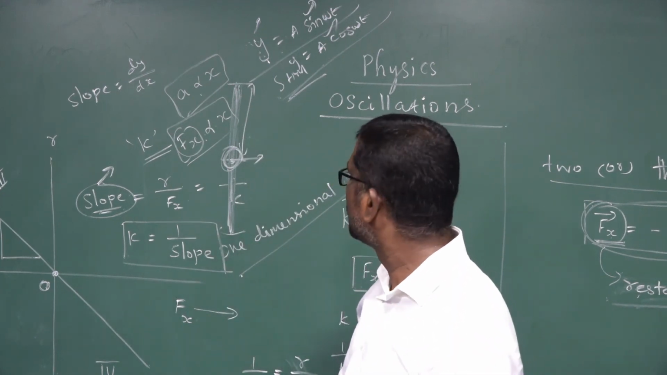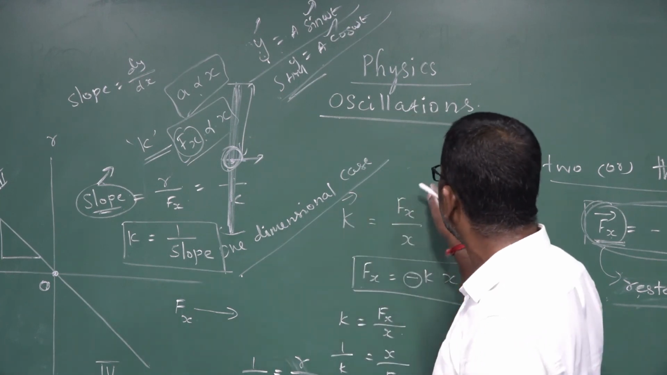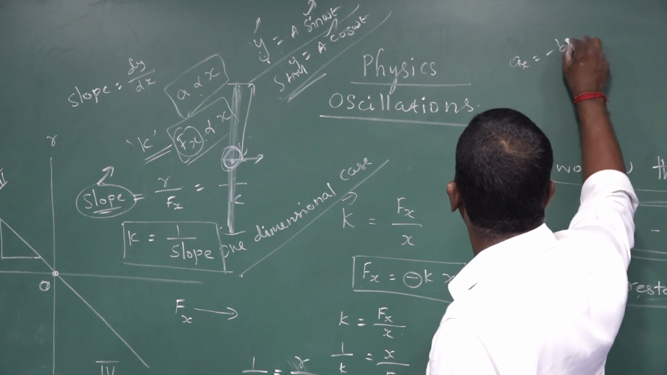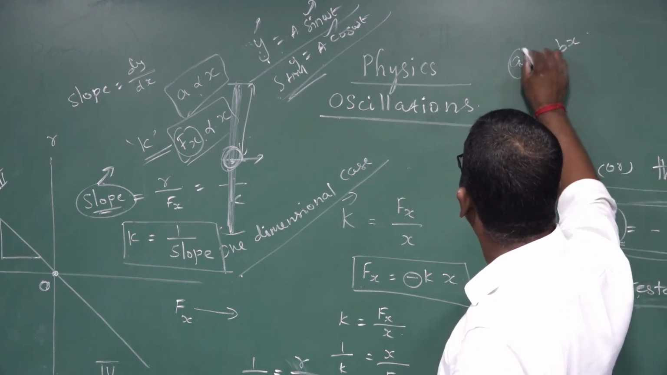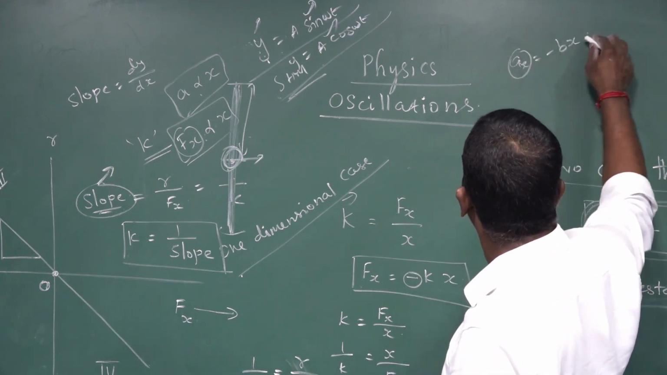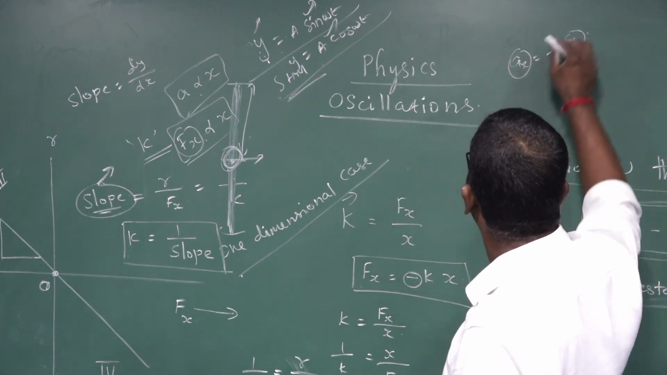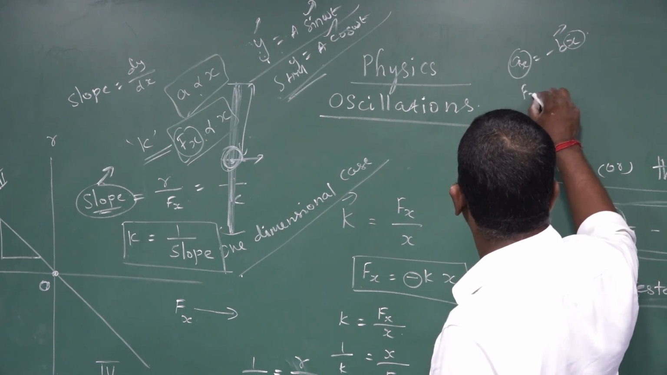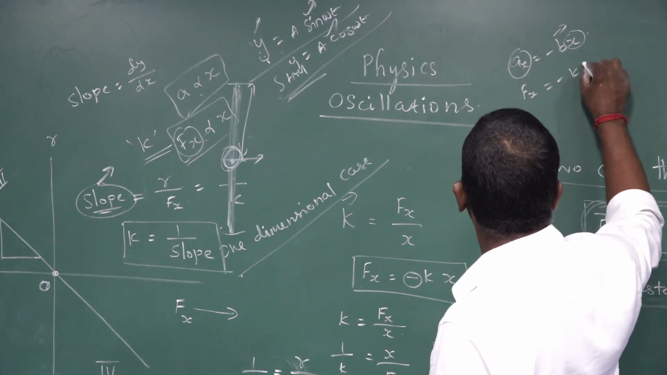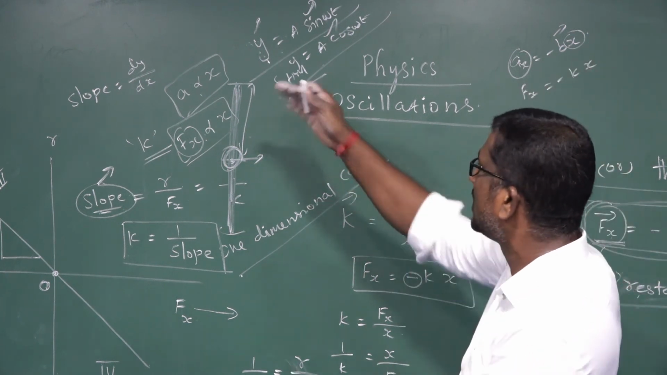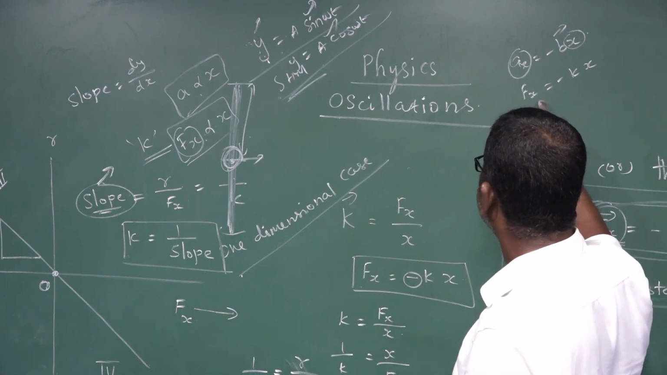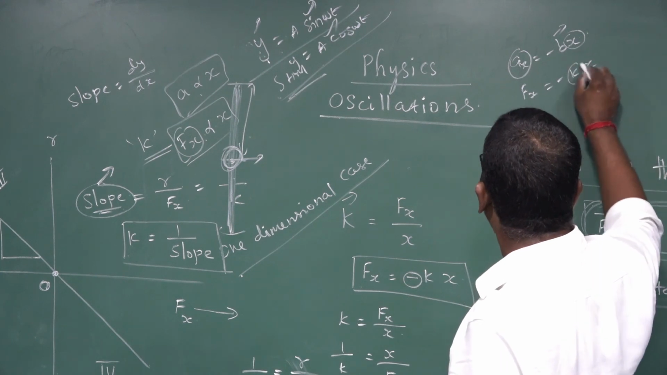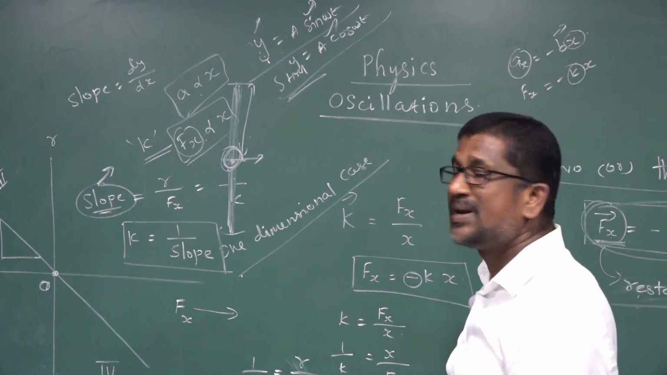Right? From simple harmonic motion, some relations follow. That is, a_x equals minus b into x, where a_x is the acceleration experienced by the particle, x is the displacement of the particle and b is a proportionality constant. And another relation, F_x equals minus k into x for the one-dimensional case. Here F_x is the restoring force, x is the displacement of the particle and k is the force constant or spring constant.